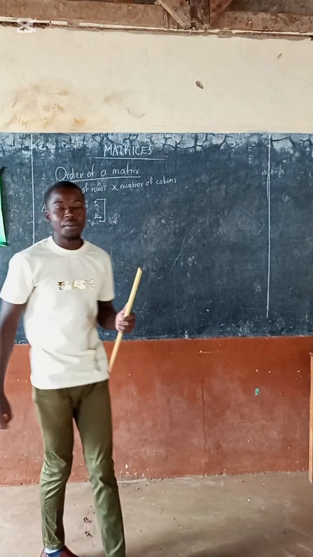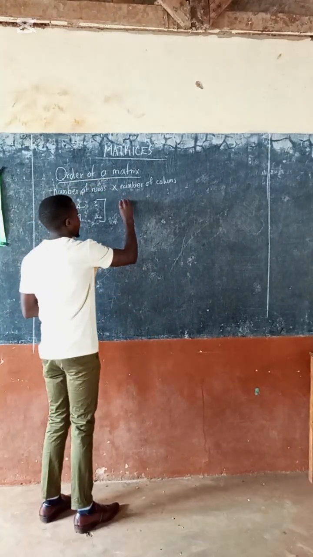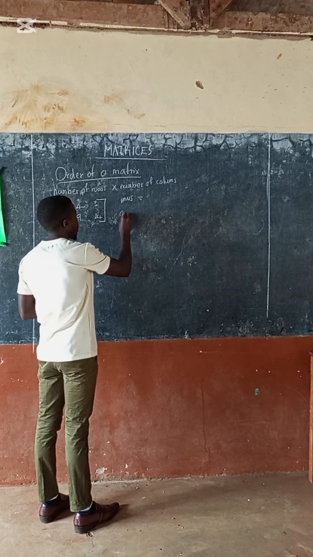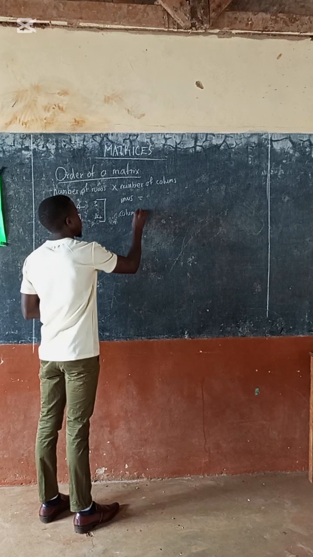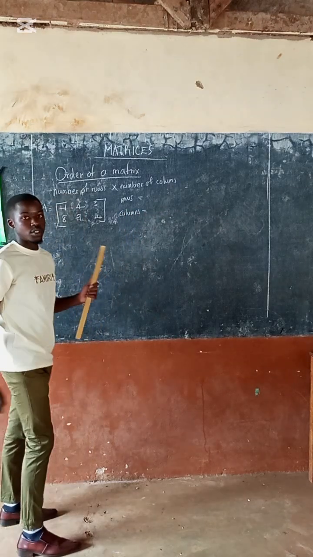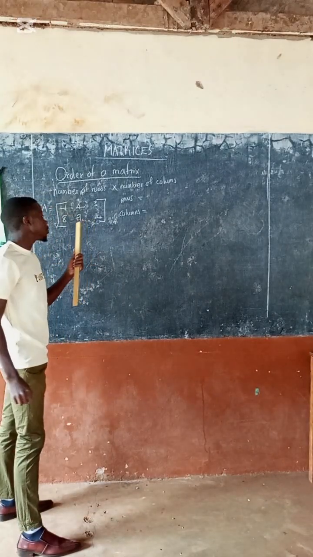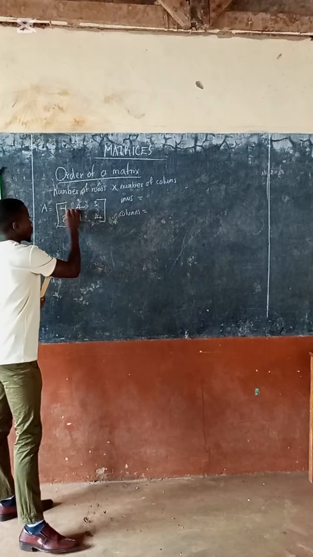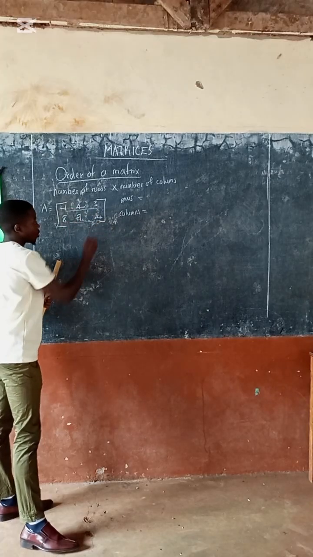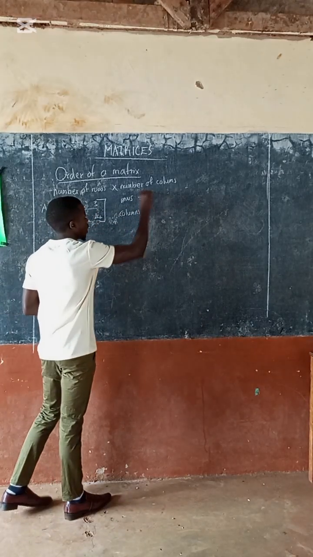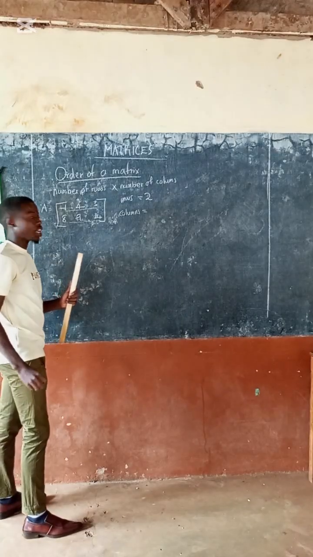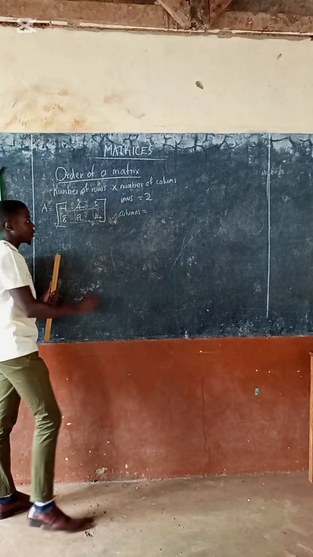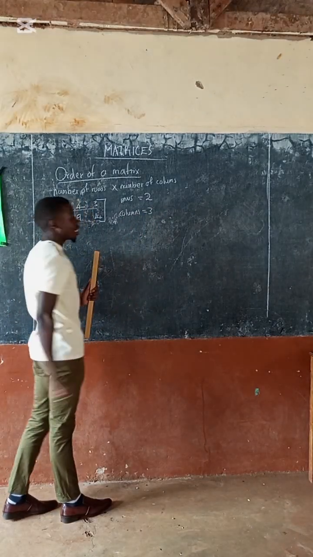Let us count the number of rows in matrix A and the number of columns. So the number of rows, we said rows are horizontal arrangements. This one is the first row, and we have the second row. So we have 2 rows. Columns, we say, are vertical arrangements. We have the first column, the second column, and the third column. So we have 3 columns.